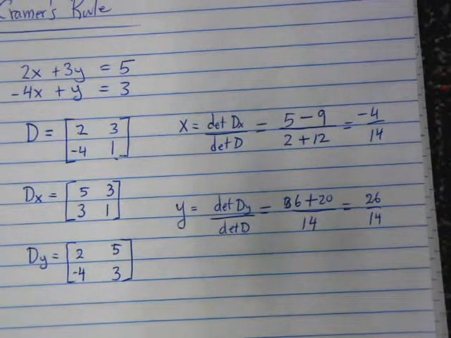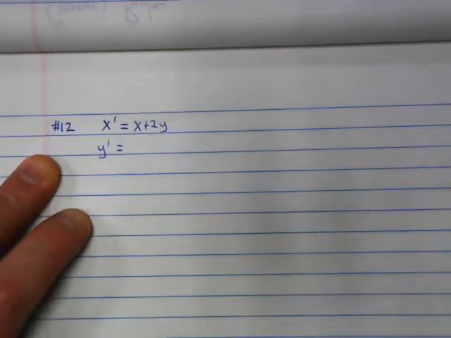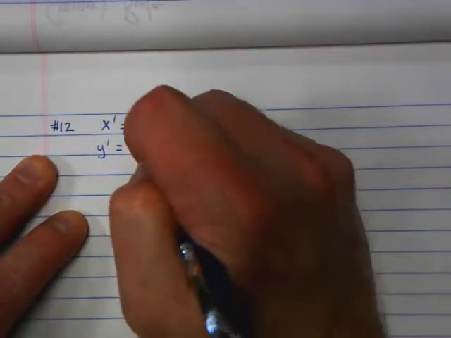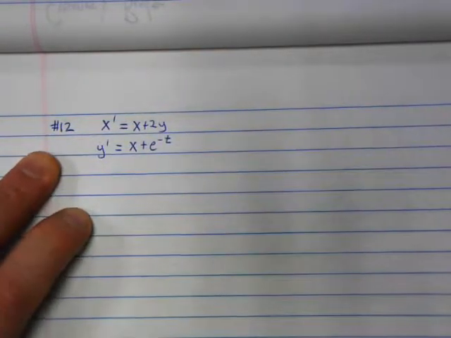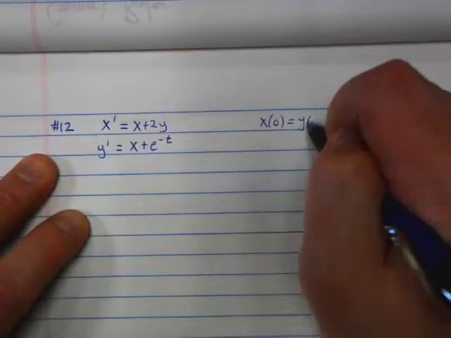And what we need it for in just a minute here, this is number 12. X prime equals x plus 2y. Y prime equals x plus e to the negative t. And our initial conditions are x at 0 equals y at 0 equals 0.